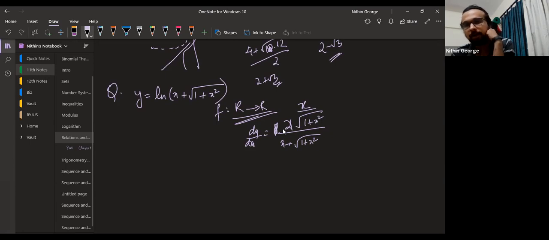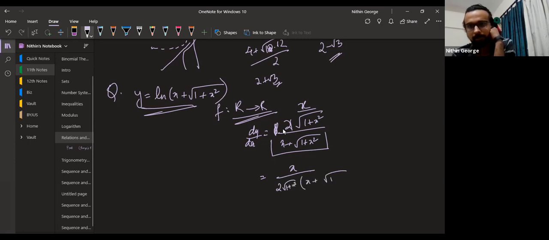So what you do is you differentiate this. All right. You differentiate this. Okay. And then I'll get x by 2 root 1 plus x square into x plus root 1 plus x square. All right.